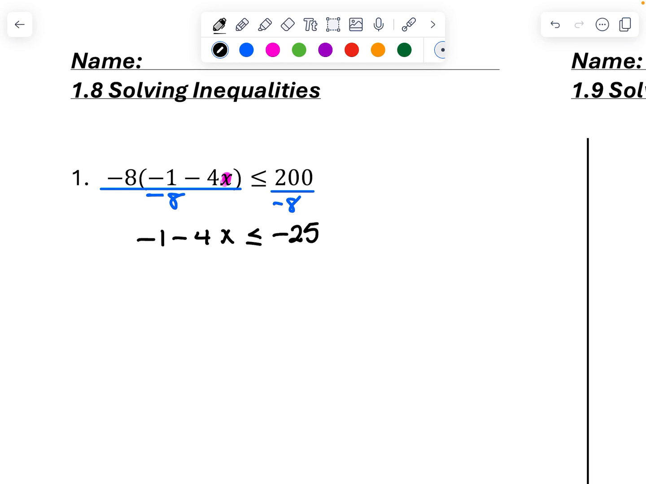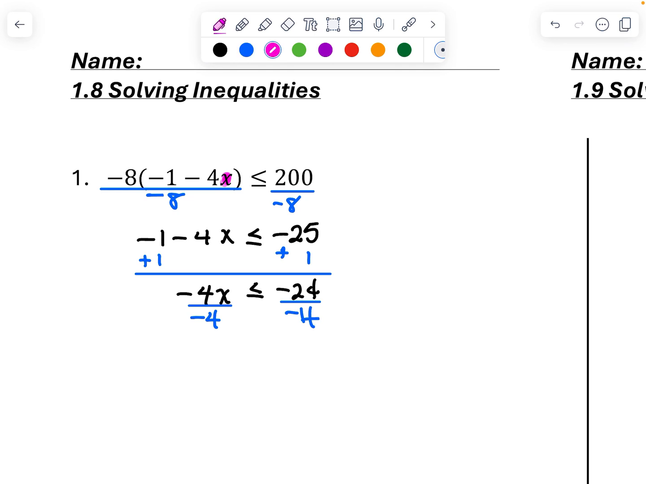Then I would add 1 to both sides. Okay, and that is going to give me -4x is less than or equal to -24. And then I'm going to divide by -4. And right here is the change.